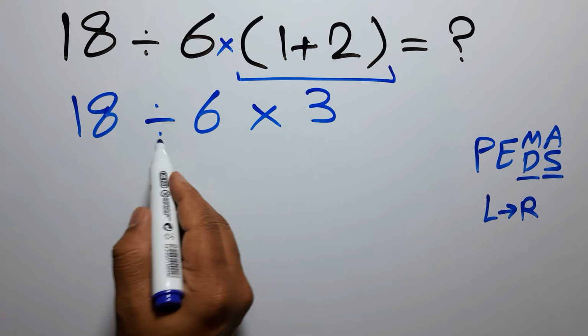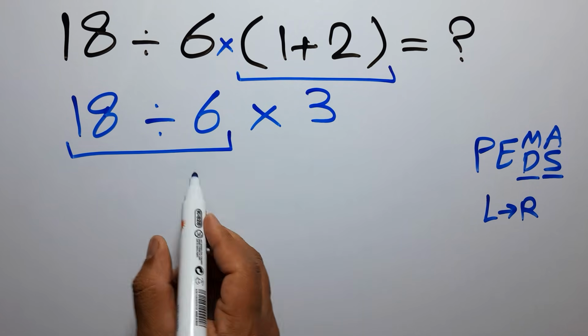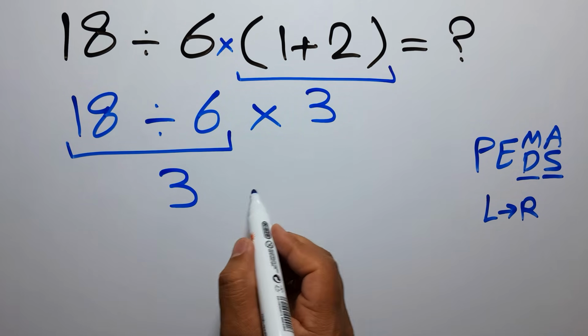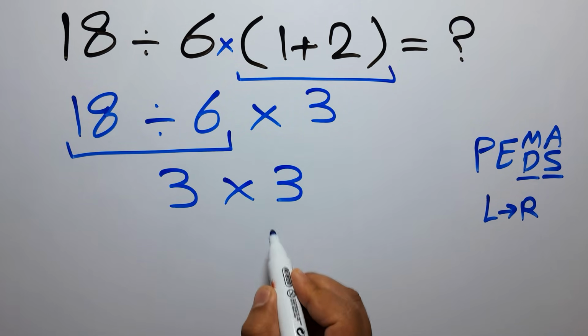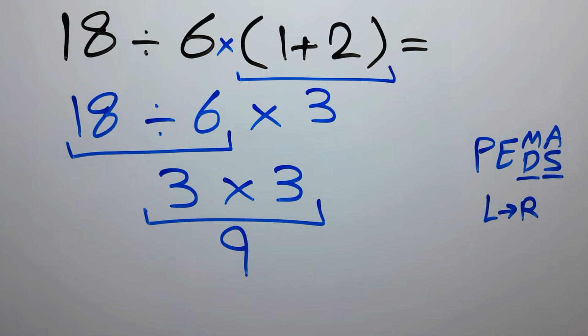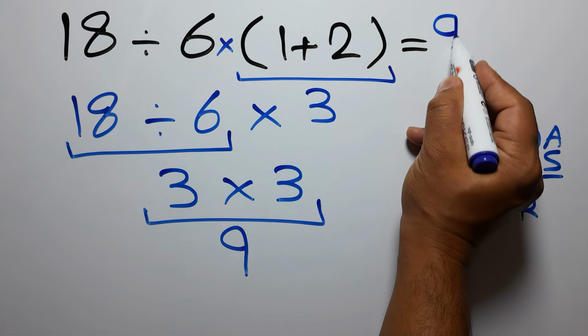Okay, 18 divided by 6 gives us 3. So we have 3 times 3, which equals 9. And this is our final answer to this problem. The correct answer is 9.